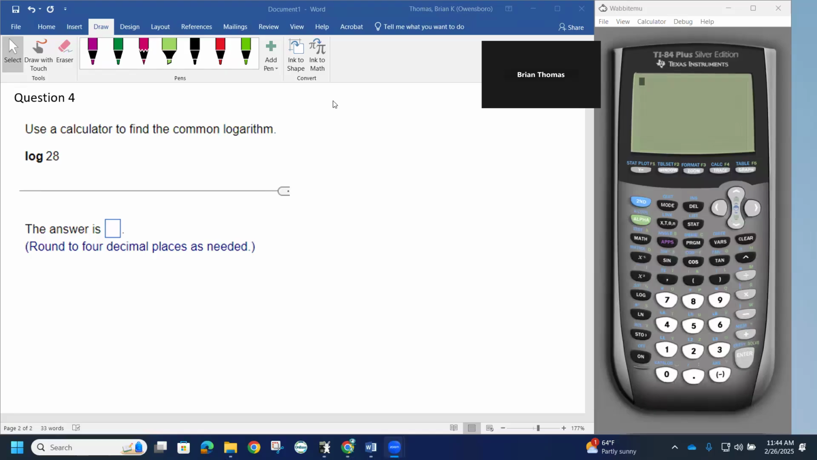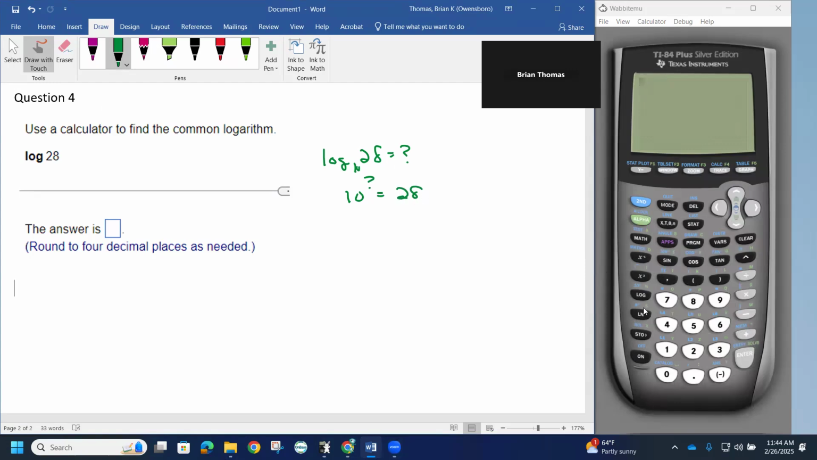So question 4 says use a calculator to find the common logarithm. So again, common logarithm means we're talking about a base 10 logarithm. So the log of 28 really means the log of 28 base 10. So essentially what this question is asking for is 10 to the what power is 28.